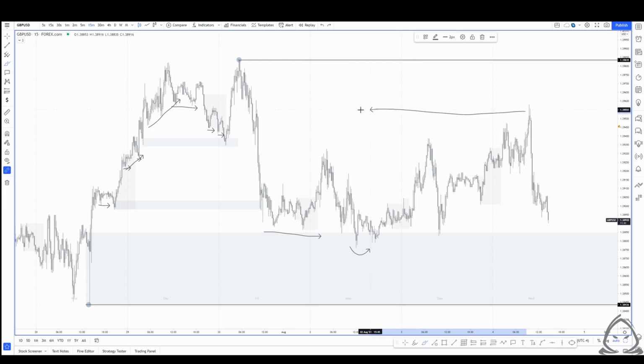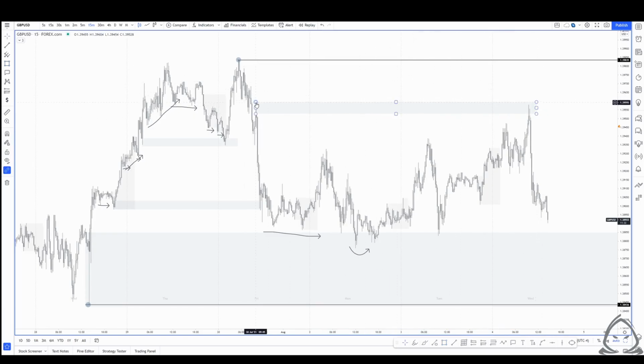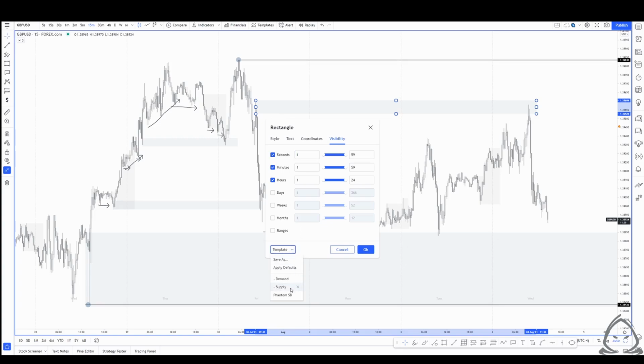But if we just look to the left, now what we can see is we're interacting with a supply zone. And this is where looking at supply and demand and market structure and liquidity comes into play and becomes incredibly important. And it's why I'll stress all of these concepts in combination with one another.